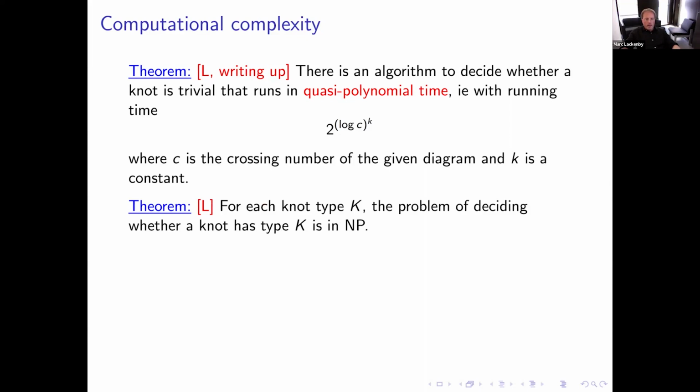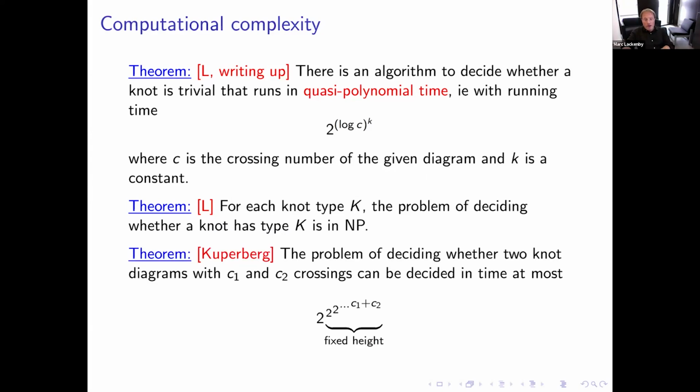What about general knots? Well, a consequence of my polynomial upper bound on Reidemeister moves for each knot type is that for each knot type, the problem of deciding whether a knot has that type is in NP. So, for example, is a knot a trefoil? It's in NP. Is a knot a figure 8? It's in NP. And the certificate is just a polynomially bounded sequence of Reidemeister moves, taking your given diagram to some fixed diagram. So that's a nice algorithmic consequence of my polynomial bound.